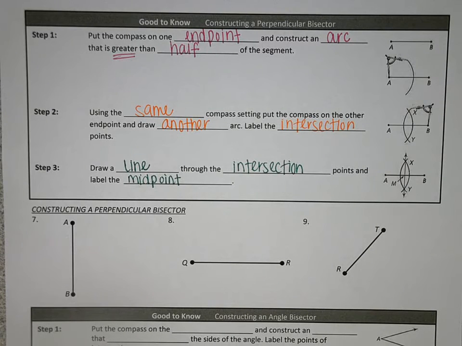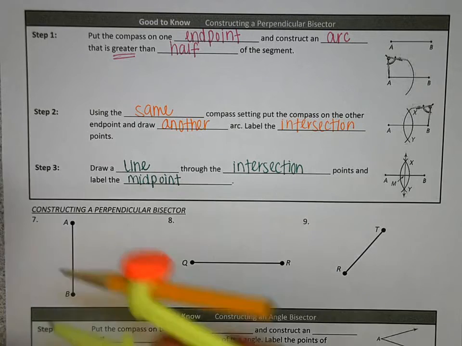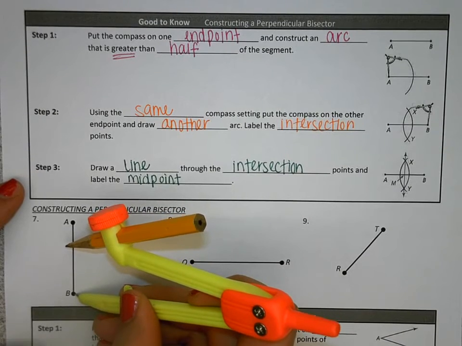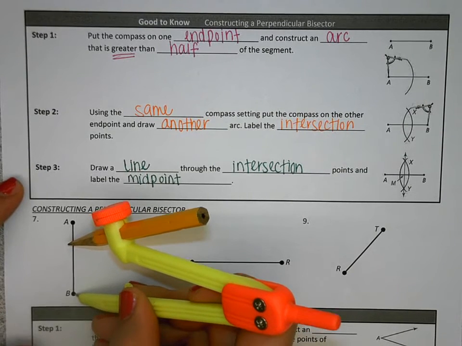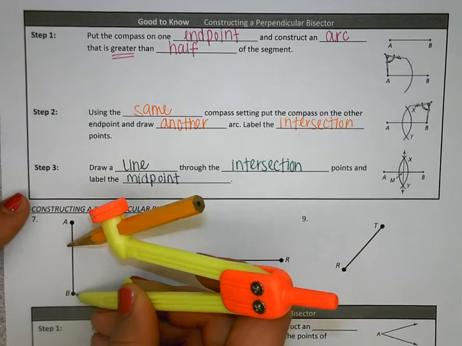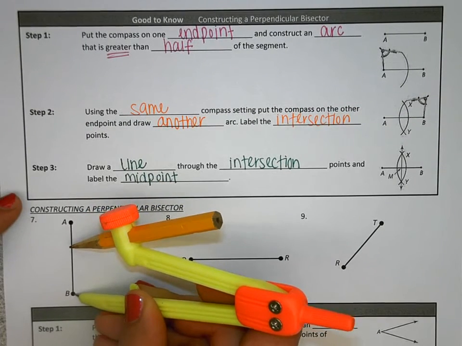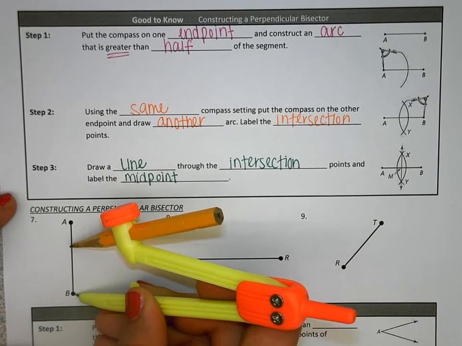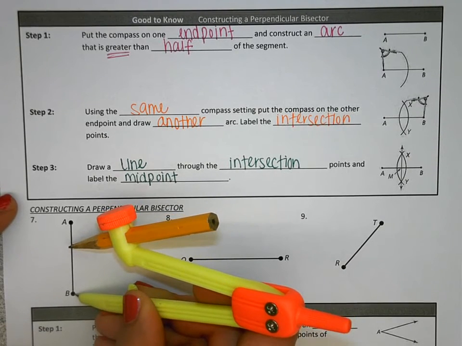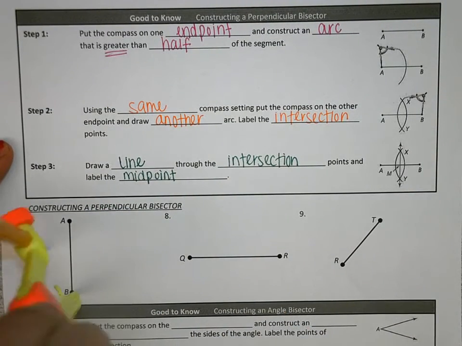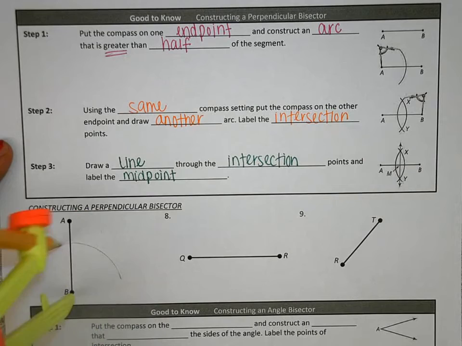This one's fun. Are you guys ready? Take your compass. I'm going to start on B just because it's the lower one, so it's a little easier for me. And open your compass so that it's greater than halfway through. So it has to go past the midpoint. I don't care exactly where it is. It just has to be bigger than half. And very carefully, you want to draw an arc. And it needs to go pretty wide. So it has to be at least a semicircle.